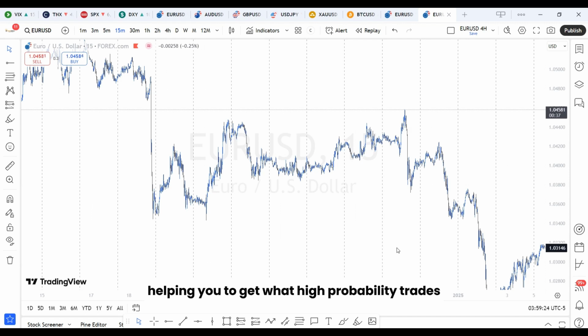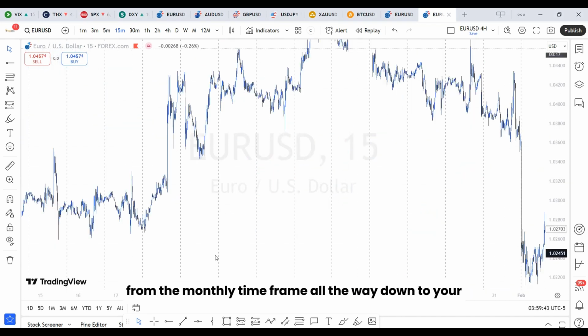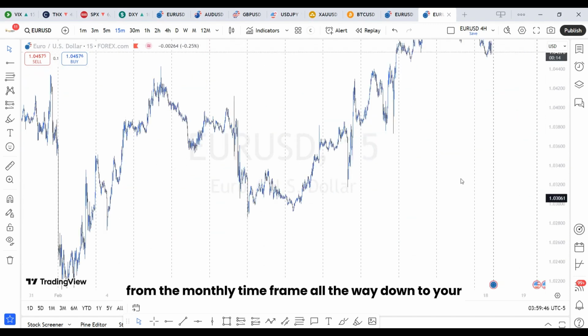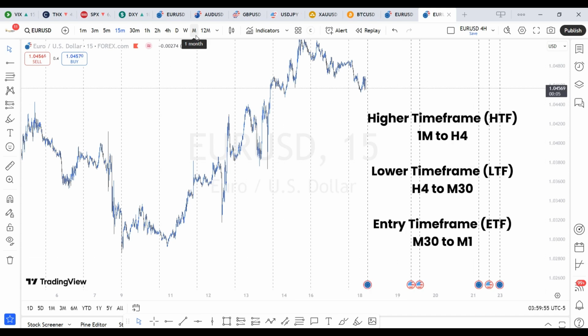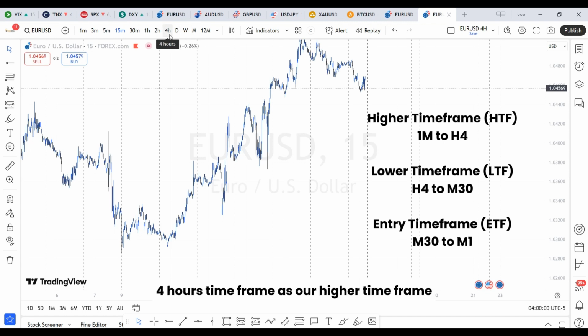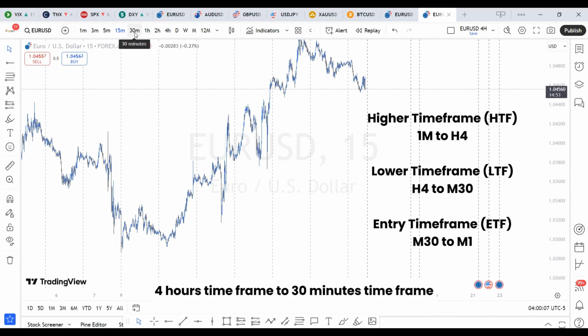For top-down analysis, you want to ensure that you start from the monthly time frame all the way down to your lower time frame. I've said it in our trend line breakout class that we have monthly time frame to 4 hours time frame as our higher time frame. Then we have 4 hours time frame to 30 minutes time frame as our lower time frame. Then we have 15 minutes time frame to 1 minute time frame as our entry time frame.